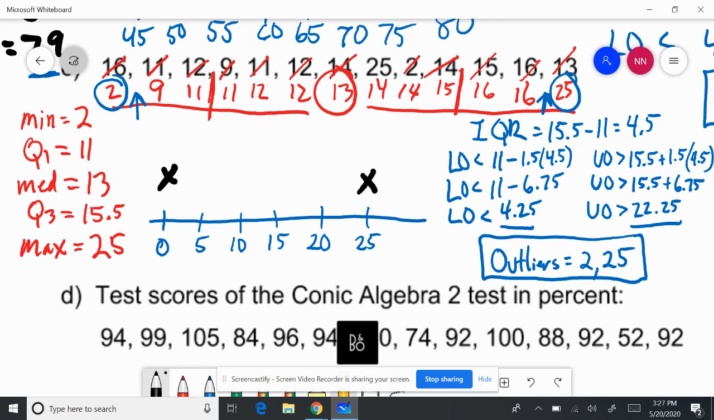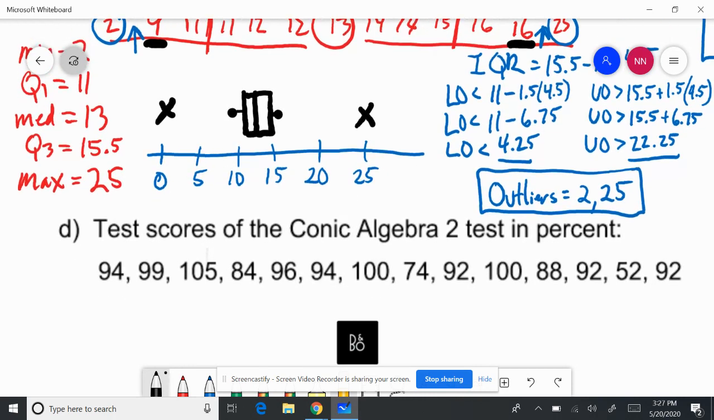Now remember, the next lowest numbers are our new minimum and our maximum. So we have a point at 9 and we have a point at 16. Then we have a line at 11. We have a line at 13. And we have a line at 15.5. And so we make our box and we make our whiskers. And that right there would be our box and whisker plot.